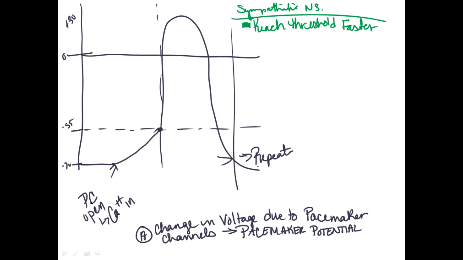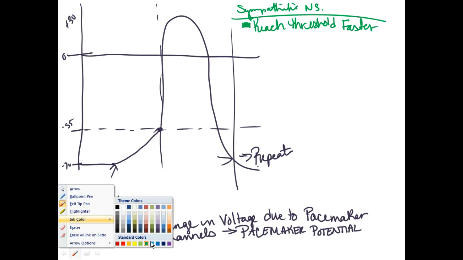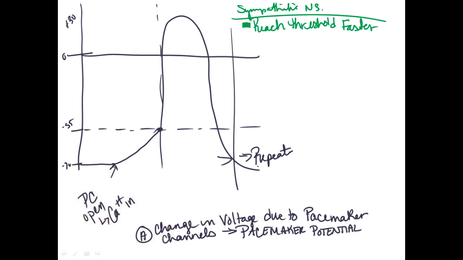Well, under normal circumstances, when this pacemaker channel is open, we are going to reach threshold in, let's say, 10 milliseconds. I am just throwing numbers out here for demonstration purposes. These are not accurate. It's just for demonstration and comparison purposes. So just want to make that clear here. Now, we're going to reach threshold in 10 milliseconds because our pacemaker channels are allowing in 10 positive ions.